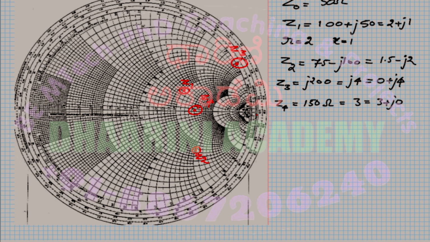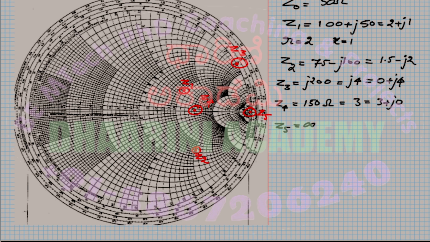Okay. Let's move further. Then I want to mark another one, say Z5, which is equal to infinity. Infinity in the sense it is infinity plus J infinity. All right, so infinity plus J infinity is a single point on this particular Smith chart. That is the rightmost point that is present. Okay, so I know that it is over here. This is the point corresponding to Z5.